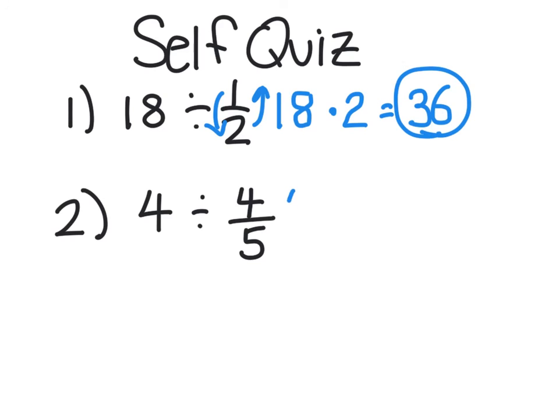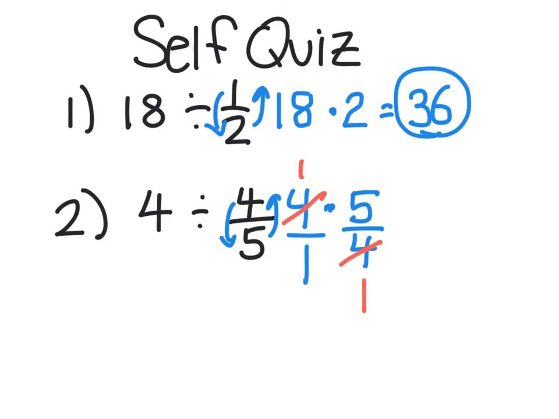For number 2, 4 stays the same. Division becomes multiplication. Let's do the reciprocal of 4/5, which is 5 over 4. And let's cancel the common factors. 4 cancels each other out. So we get 5 over 1, or just 5. So how'd you do?